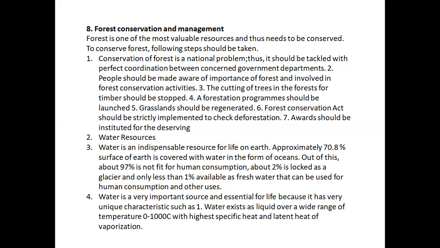Water resources. Water is an indispensable resource for our life. Approximately 70.8% of the surface of the earth is covered with water in the form of oceans. Out of this, about 97% is not fit for human consumption. About 2% is locked as glaciers, and only less than 1% is available as fresh water that can be used for human consumption and other uses.